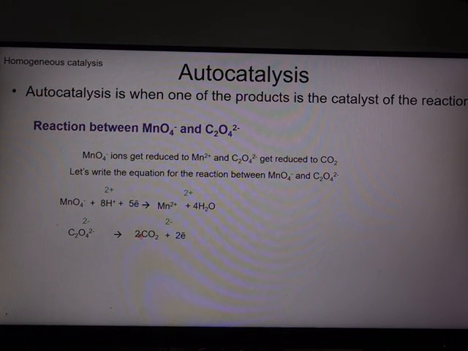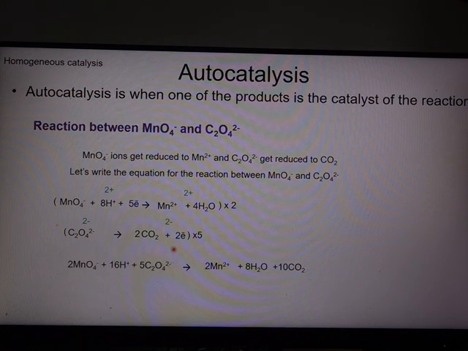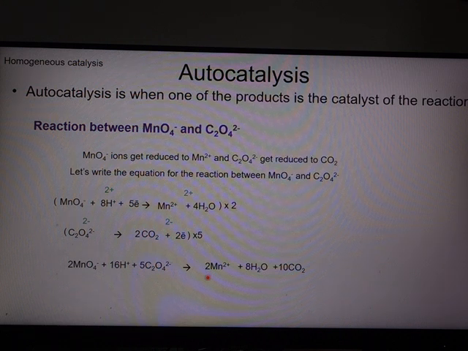Now I'm going to look at the electrons. So I've got 5 on this side, 2 on that side. So the lowest common multiple is 10, so I will need to multiply this one by 2 and that one by 5. Multiply that one by 2 and the bottom one by 5. And by combining them, you will have 10 electrons on that side, and 10 on the other side, and they cancel out. So that's the reaction between manganate and oxalate.